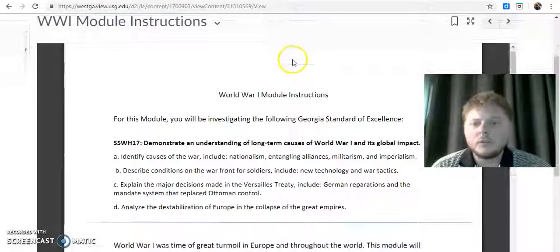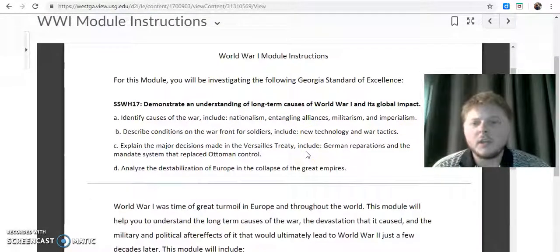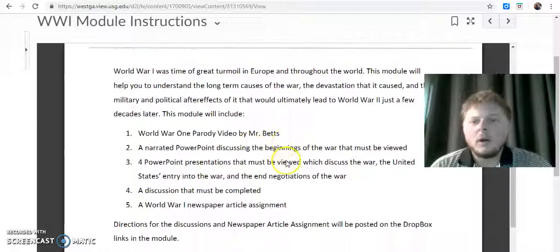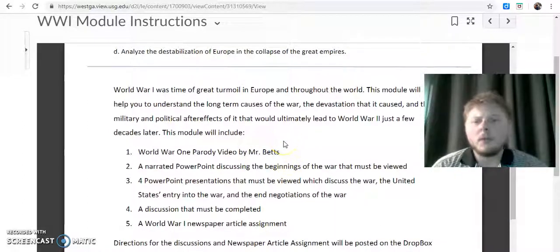The module instructions: you'll be investigating the following Georgia Standard of Excellence, where I posted the standard and the 4 substandards. It was SS World History 17, demonstrating understanding of long-term causes of World War I and its global impact. I listed all of that here. I also put a small blurb about World War I just to set the scene a little bit, as far as the great turmoil in Europe, the military and political effects of it both before, during, and after, and how it would ultimately lead to even more conflict in the future.